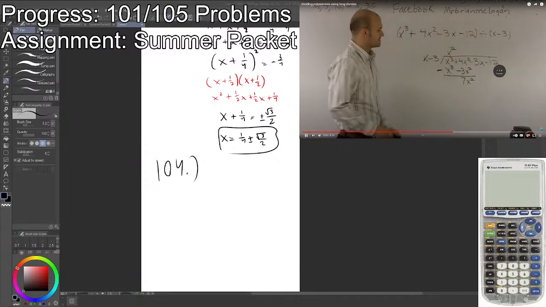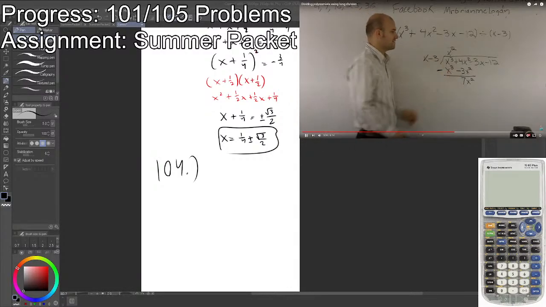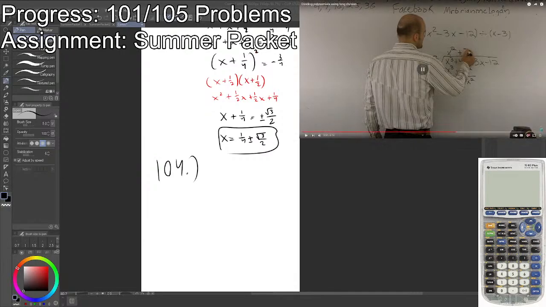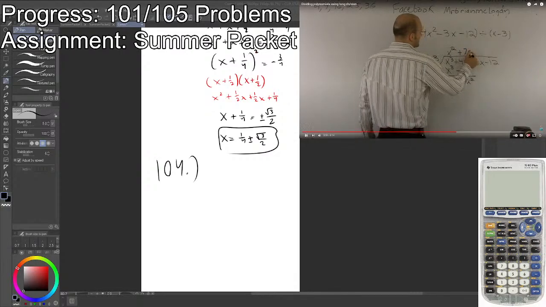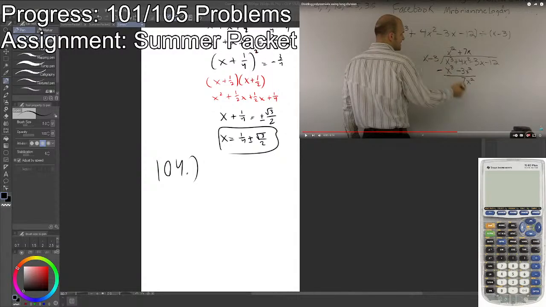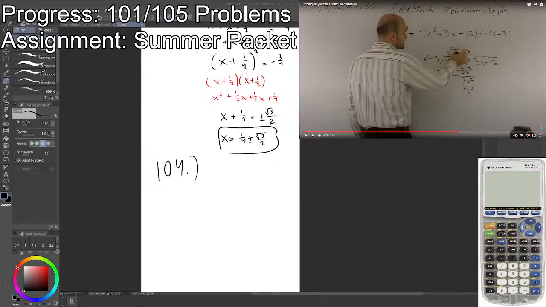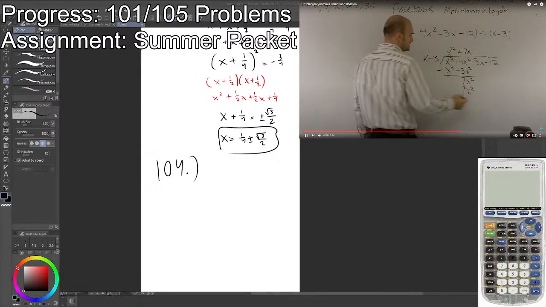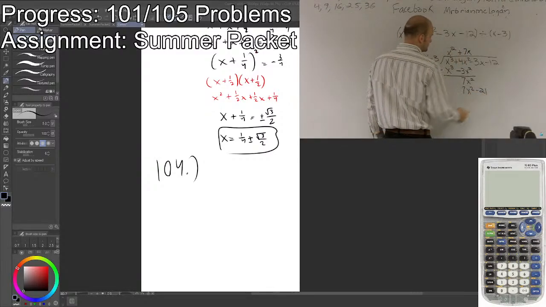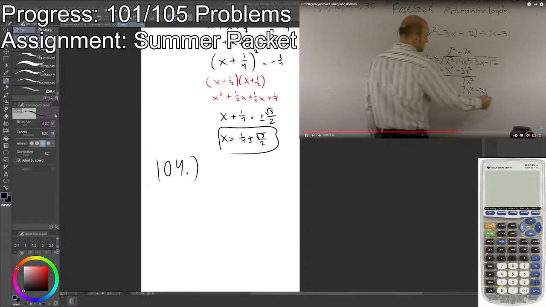Wait, hold on. This gets kind of crazy. Hold on. Always forget. And so now I say, because x goes into 7x squared, it goes in there 7x times. Oh, okay. 7x times x is 7x squared. 7x times -3 is a -21x. Oh, wait.